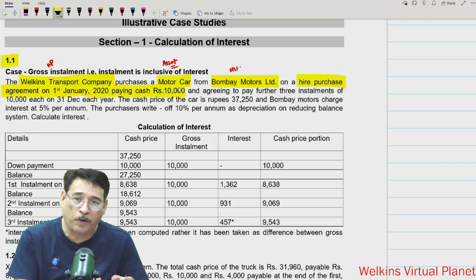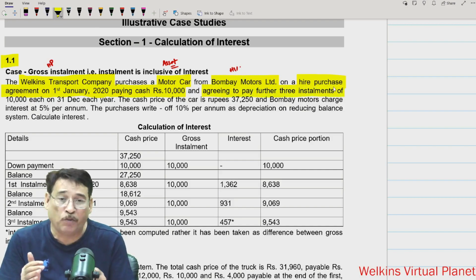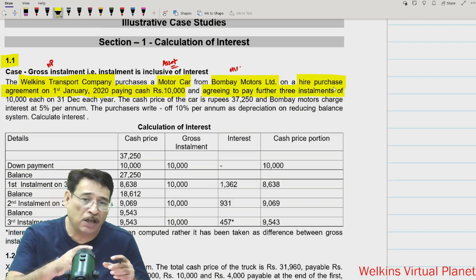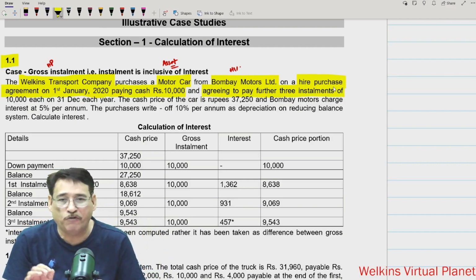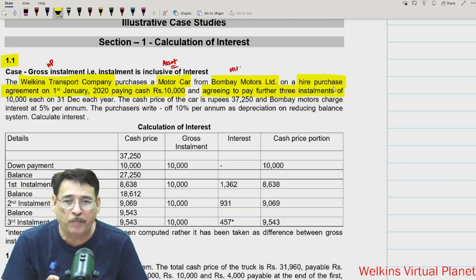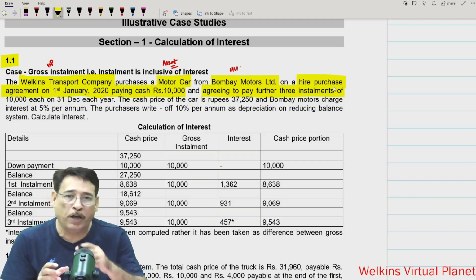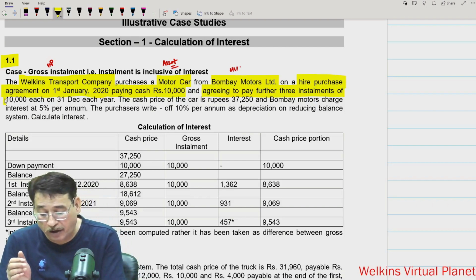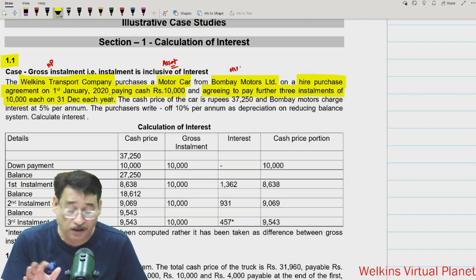10,000 cash was paid by Welkins Transport Company and it was agreed to pay further 3 installments. That means Welkins Transport Company has paid 10,000 on the date of agreement itself. So 10,000 will become your down payment, and further Welkins Transport Company also agreed to pay 3 more installments of 10,000 each on 31st of December each year.